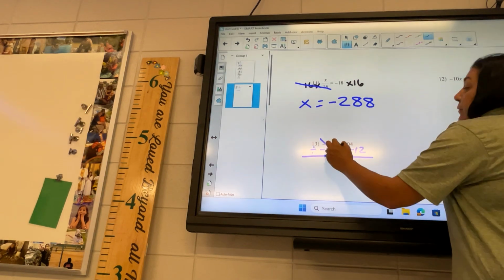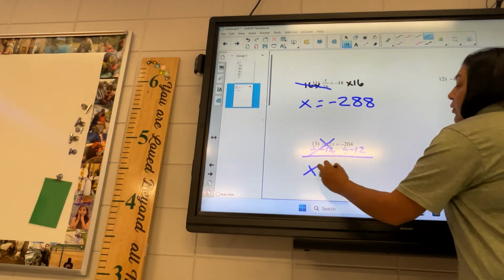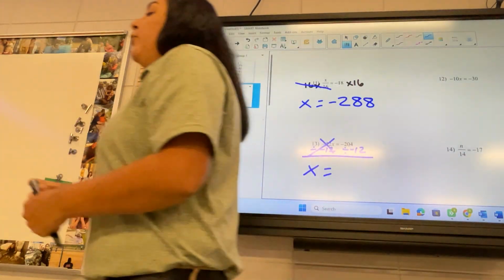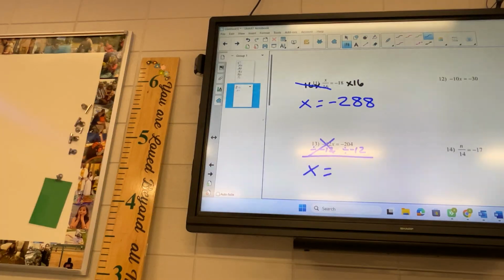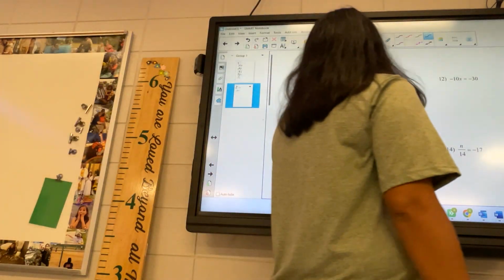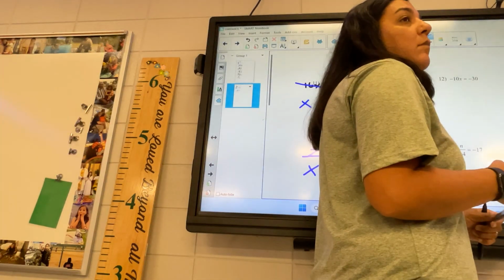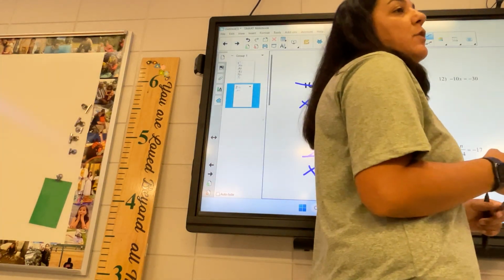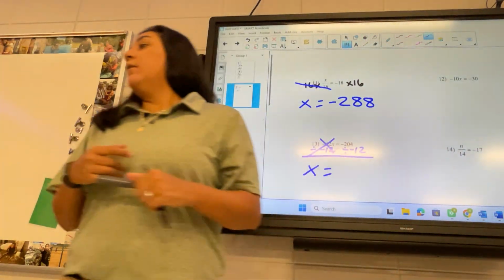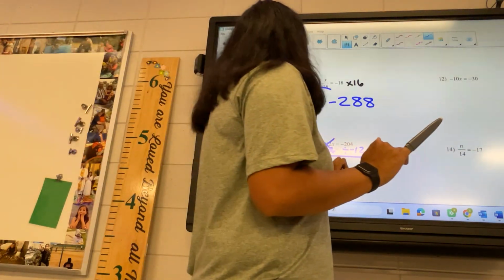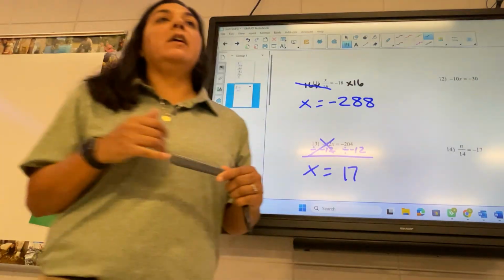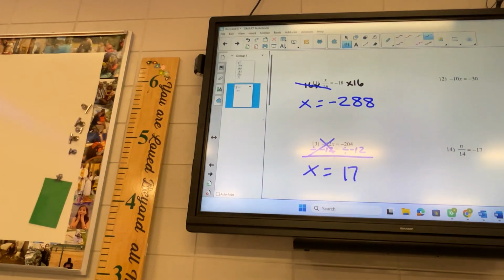Okay, so on the left, these 12s cancel, and we got x equals, what is negative 204 divided by negative 12? Negative 17. Somebody agree? No, it's not. Use your calculators. 17 sounds better. I at least know that it was a positive, but as far as the 17 goes, that I don't know.